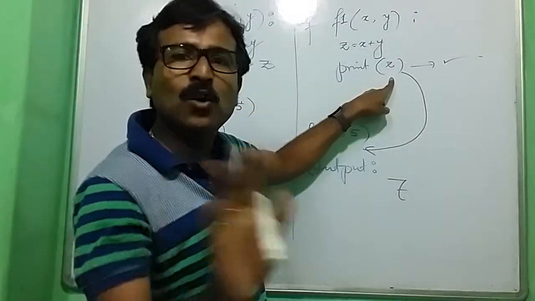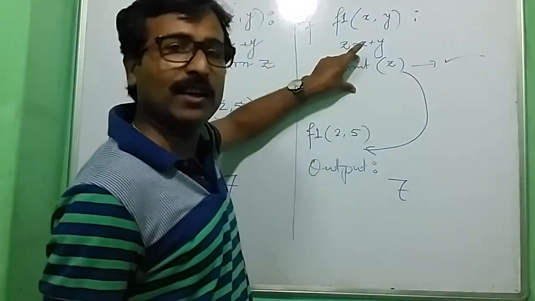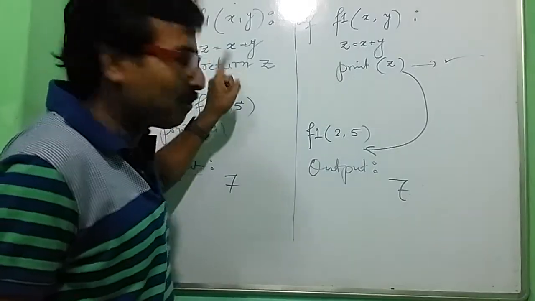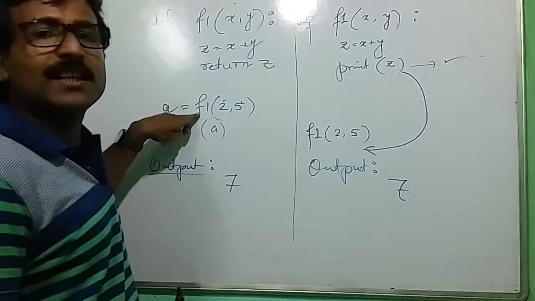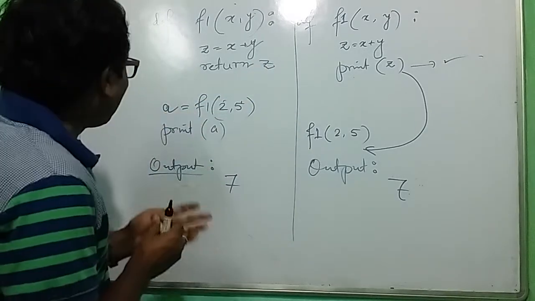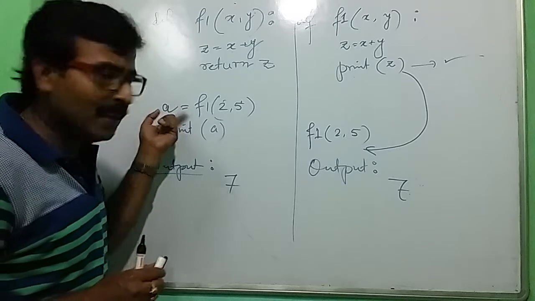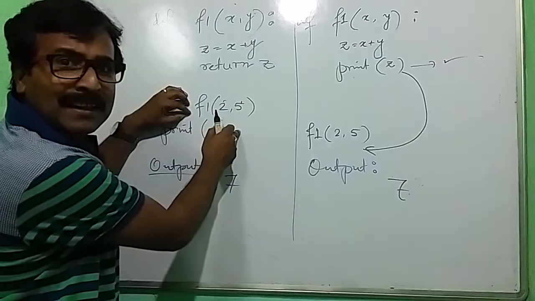But over here no value has been returned. The value got displayed here only. But over here the value is not displayed here. The variable z got returned to the calling statement. Now that is the reason I wrote here a equal to. Why? Because if I do not write this, then the value will be returned back.